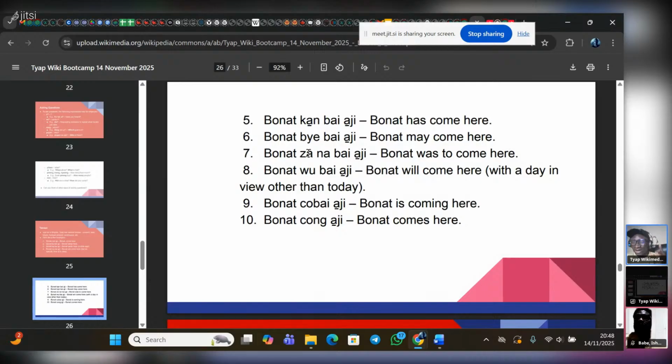Okay, sorry. We also have za in Tyap for past tense. So we have four of them behind, and then three of them at the very front. So Bonat zanabayeji is like Bonat was to come here. He was to come here, but then I've not seen him. Sometimes we often hear people say Nzamambai, that's I had come.